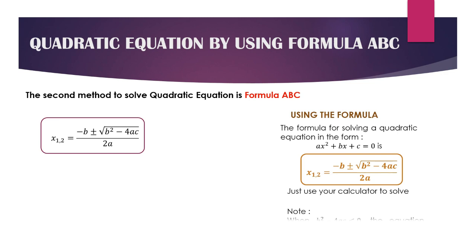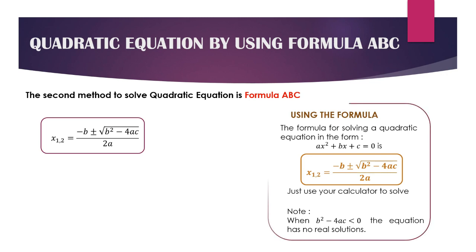When b squared minus 4ac is less than 0, the equation has no real solutions. Or we call that imaginary, and the symbol is i.